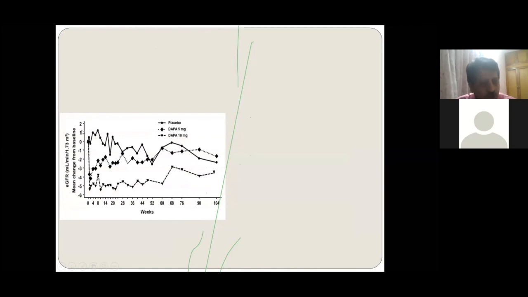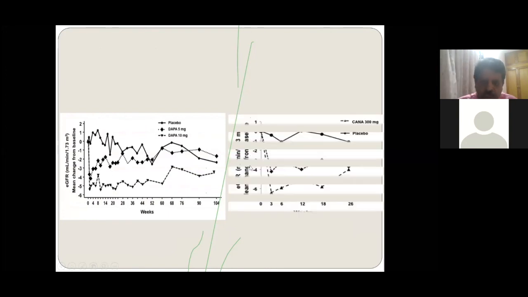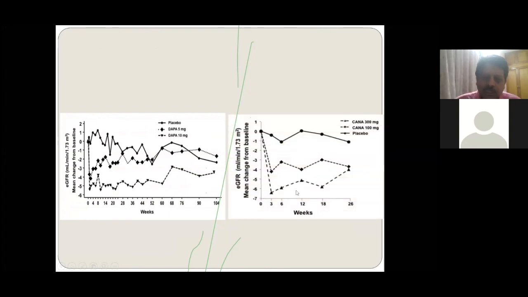So you all know that when you use any of the DAPA, EMPA, or so, there will be a reduction in the GFR in the first 2 weeks to 4 weeks. It is almost to the tune of around 5 ml or 4 ml when you use 5 milligram or 10 milligram. And as time passes, the deterioration of the GFR goes down as compared to the placebo. You see a better preservation of the kidney function.